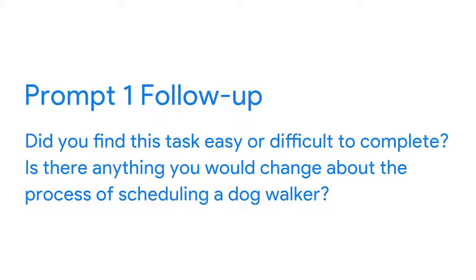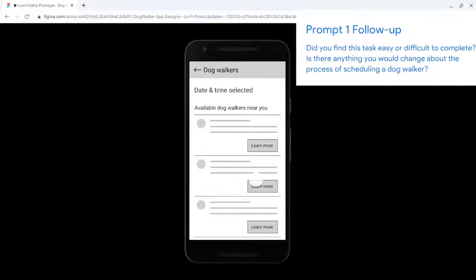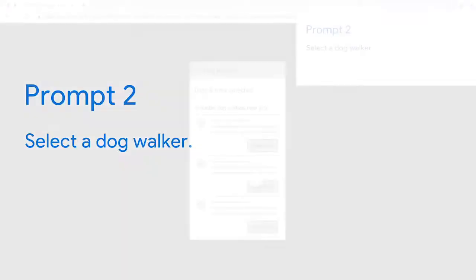Prompt 1 follow-up. Did you find this task easy or difficult to complete? Is there anything you would want to change about the process of scheduling a dog walker? I can't say I changed anything honestly. The task was super easy to complete. Schedule a walk was nice and clear with a big button, and I knew right away where to click. Easy peasy.